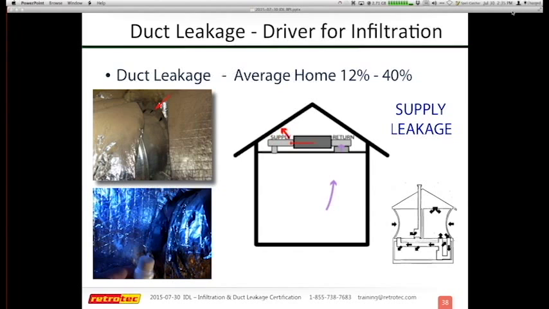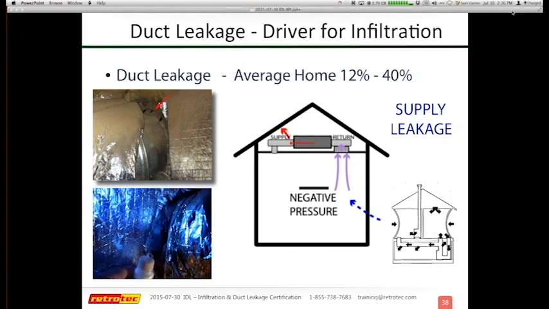So, at the top I have the average home is 12% because in general that's 2009 leakage numbers. Of course, new homes would be tighter, but many homes, that I know you guys do for weatherization or other private stuff, can be up to 40%, which is a significant number.